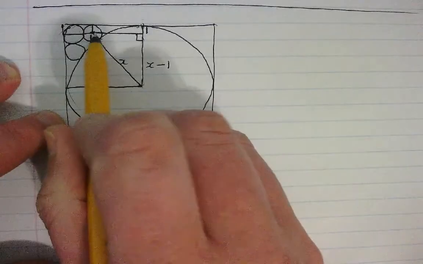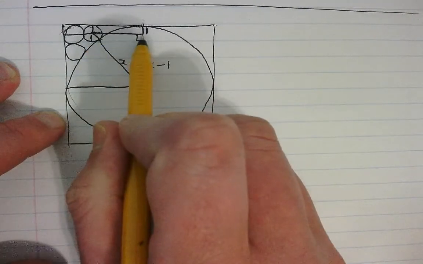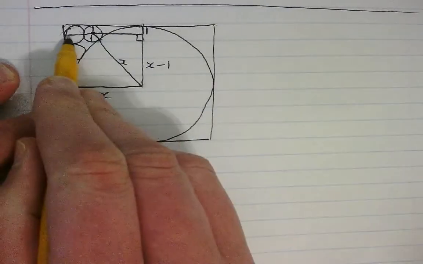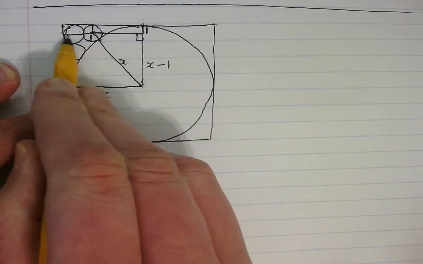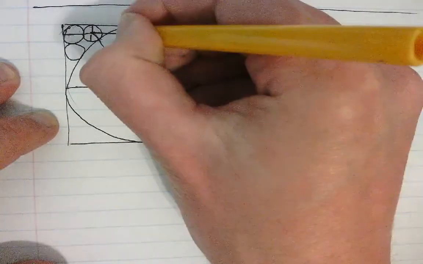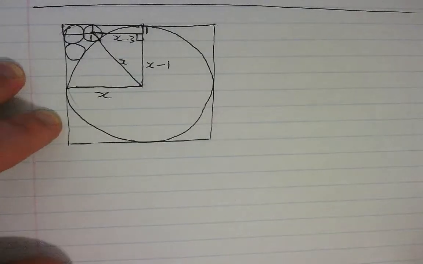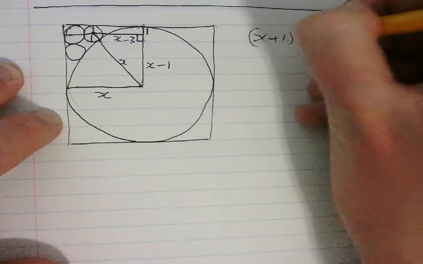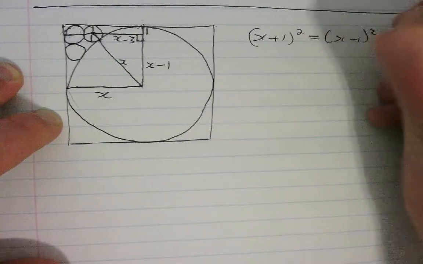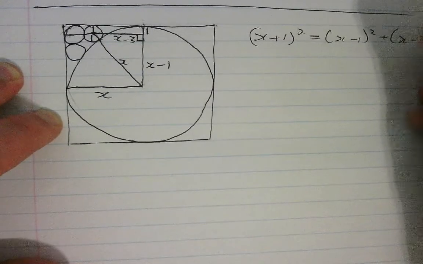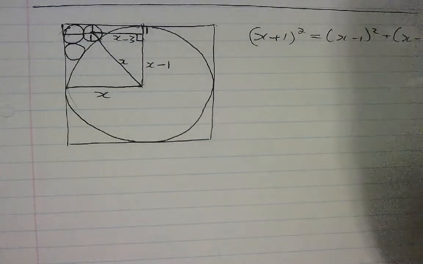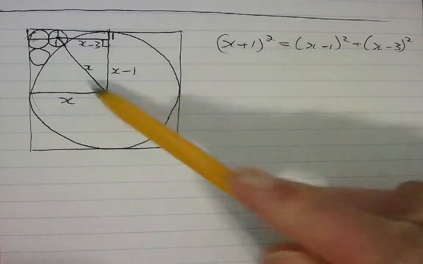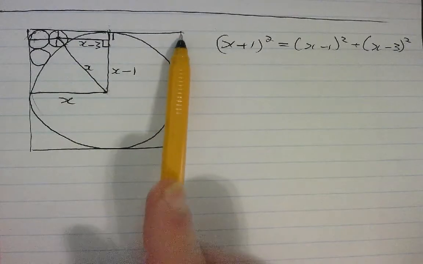And now we just have to find out what this length is. We know that this whole length over here is x. This whole length over here is just going to be 3. So this part is just going to be x minus 3. And now we've just got that x plus 1 squared is equal to x minus 1 squared plus x minus 3 squared. And we just have to solve for x, and then multiply by 2 to get the length of the side of the square.